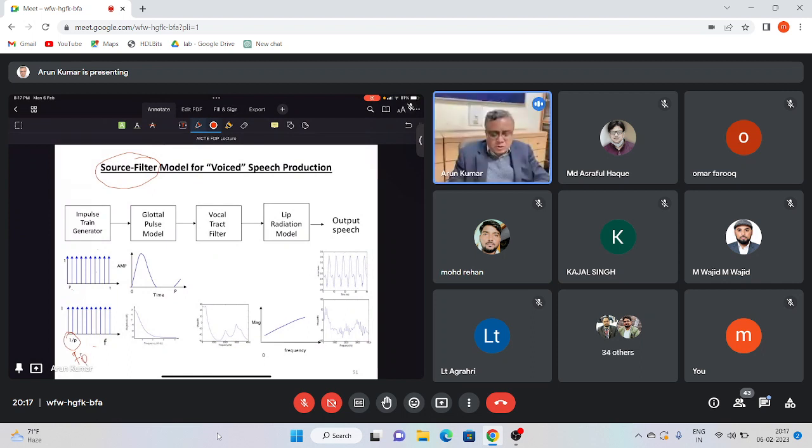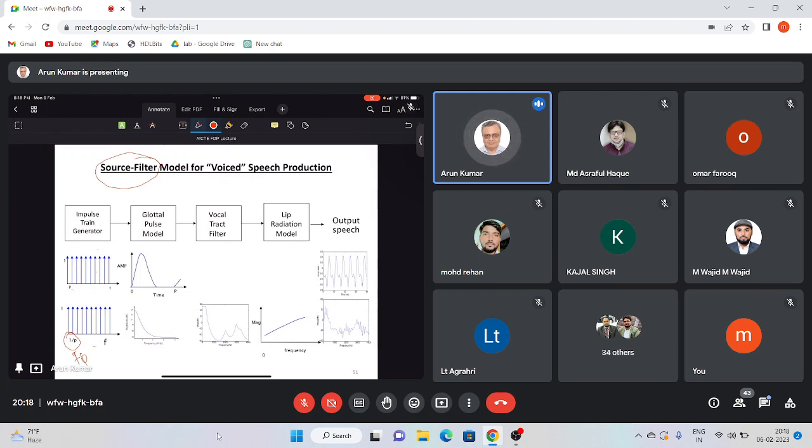Then this is input to the glottal pulse model, which corresponds to the opening and closing of the vocal folds, which allows a certain shape of the volume velocity signal to pass through into the vocal tract. Then the vocal tract itself can be modeled as a linear time invariant filter for short durations, or it can be modeled as a block adaptive filter, where in each of the blocks corresponding to the stationary interval of the signal, which is about 20 to 30 milliseconds in duration, we can model it by an all-pole filter.